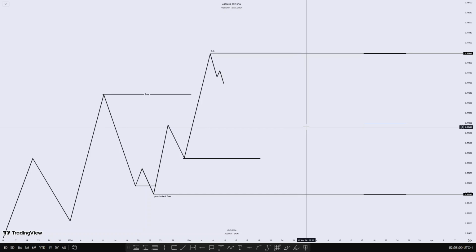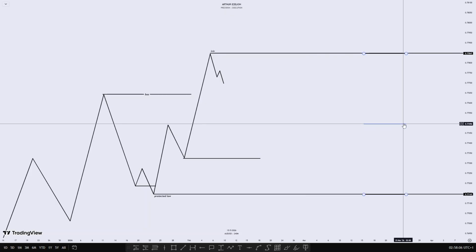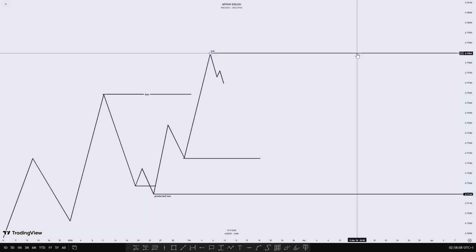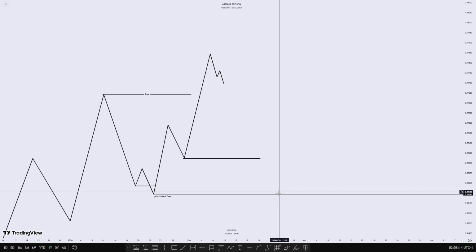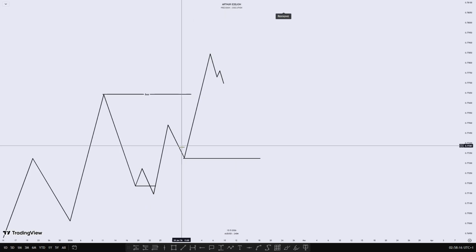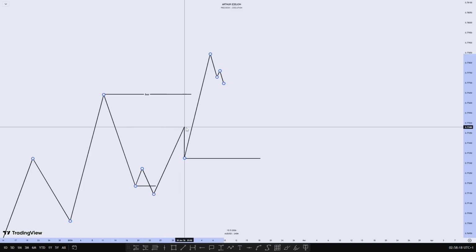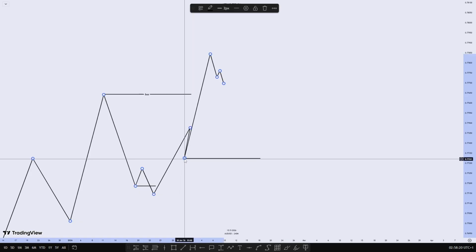So now this is one way our swing structure can form, right? But I told you guys that there's another way our swing structure can form. Let's get rid of all these things. Let's say we have something like this.